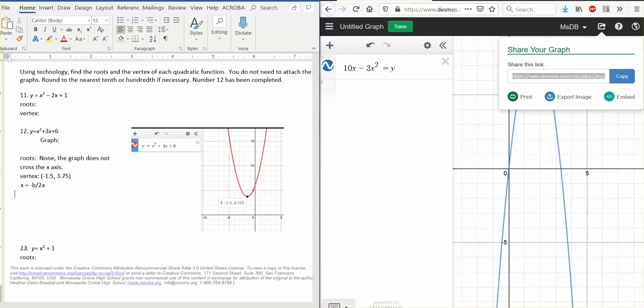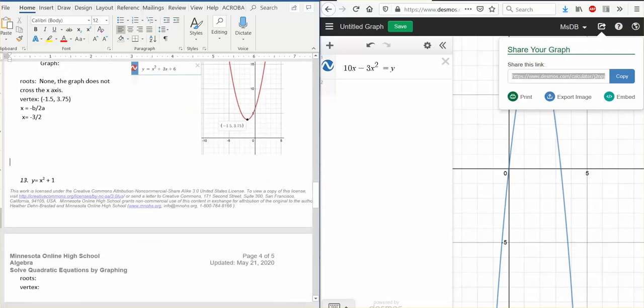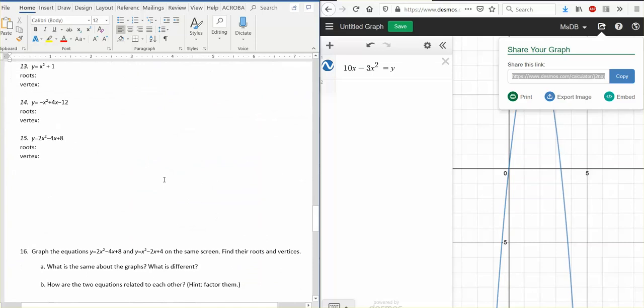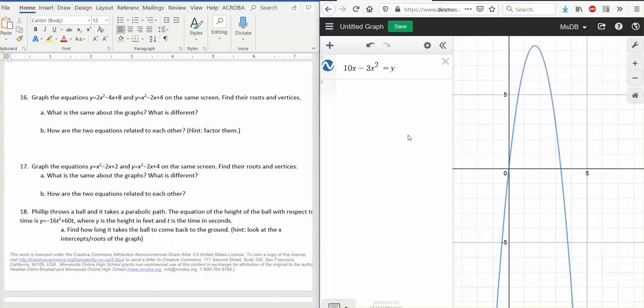But this only gives me the x value of the vertex, and I would still have to find the y value. So it probably is easier to use the graph to find this. If I wanted to do it without the graph, I would plug this value of x into this equation and solve it to find y, and I would get 3.75. But you can get the vertex from the graph, so you might as well just do that. So then there's a few problems where you're going to do that. All right, let's look at number 16. Number 16 says to graph these two equations on the same screen.